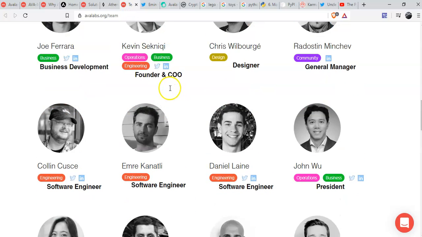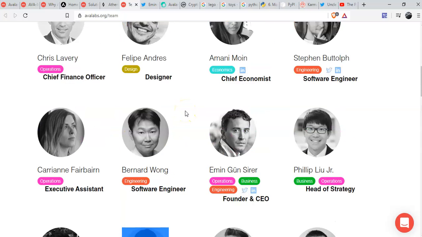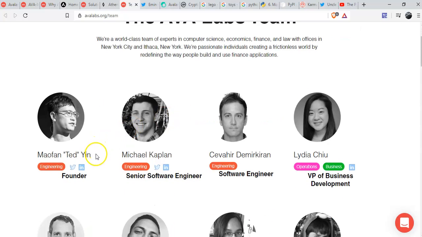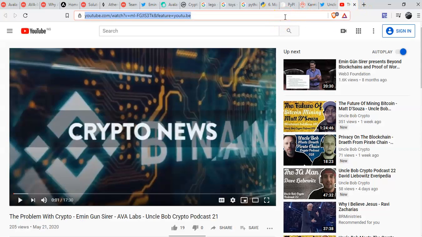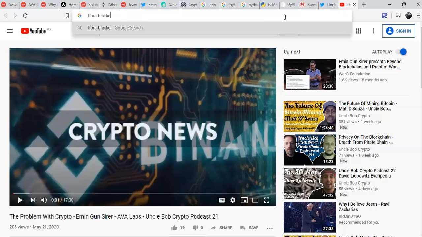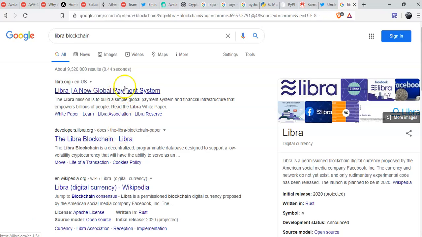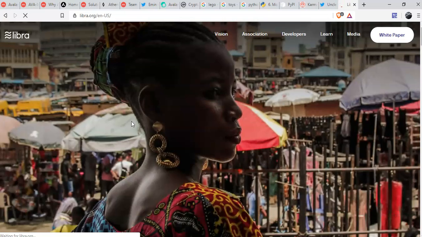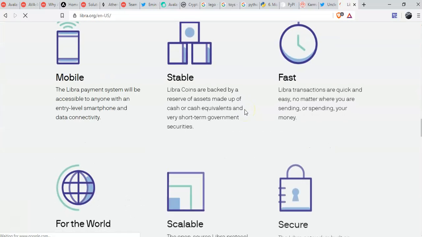Then another person on the team, I can't really pinpoint who the guy is. I think it's either Kevin or Maofan Teddy. He created a consensus system that's one of the projects being used. I'll bring up the project right now: Libra. A lot of you have heard about the Libra blockchain. It's planned to create a kind of cryptocurrency that can be used as currency everywhere around the world.